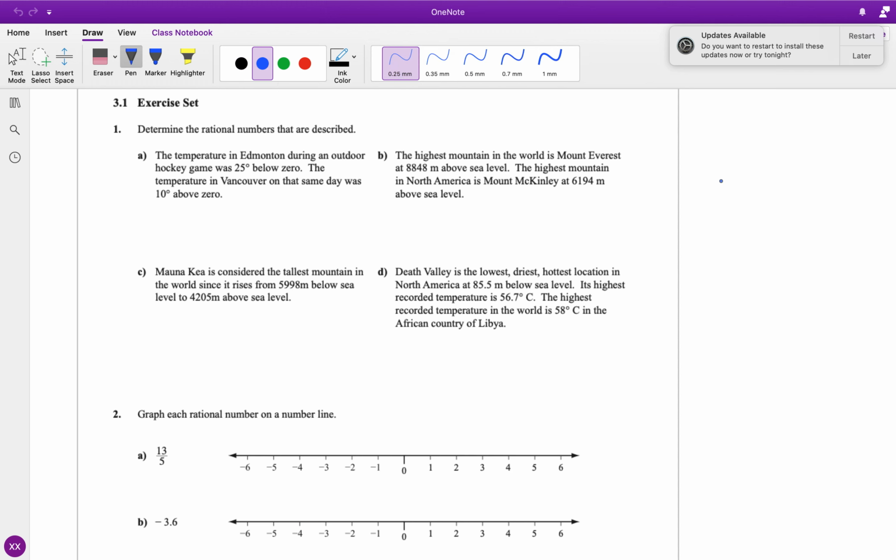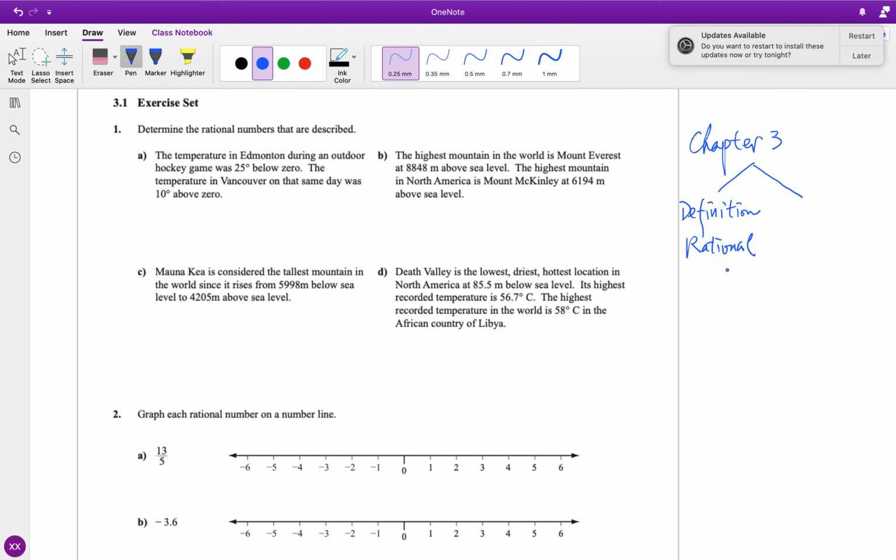Okay, so we talked about 3.1 or chapter 3 in general. We said that it has two things to be worried about. Now the 3.1 now we talk about is the definition. All right, so definition of rational numbers.